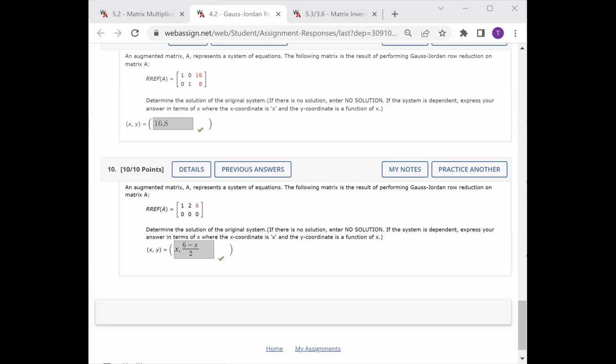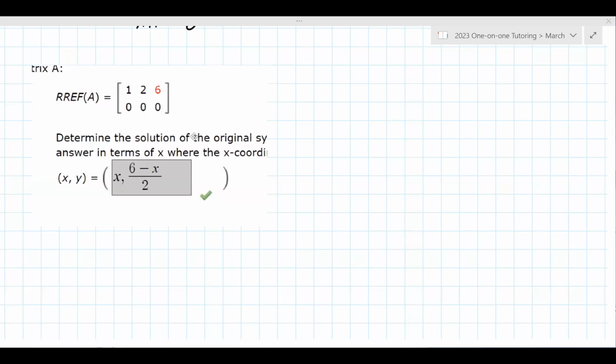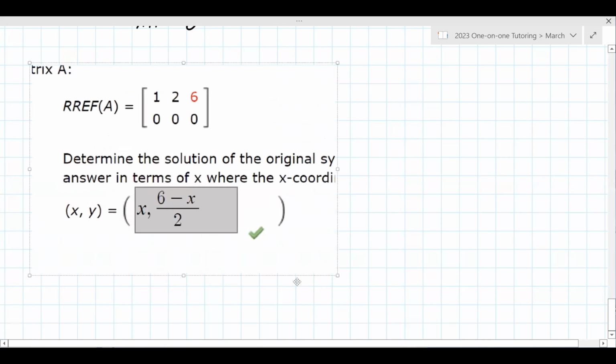All right, and this is where it may be taught differently in the classroom. Did they talk about free variables in the classroom at all? I don't think so. No. So what's different here about the WebAssign is they say, I want an x and a y, but they tell you that if you don't know one, to use x. So when you're looking at this, you read the instructions, and that's x. And now we did this in a previous problem.